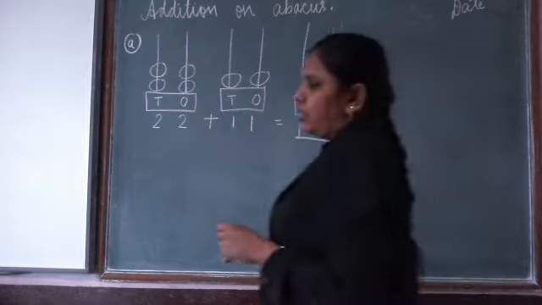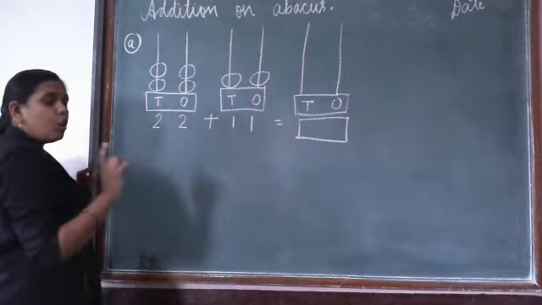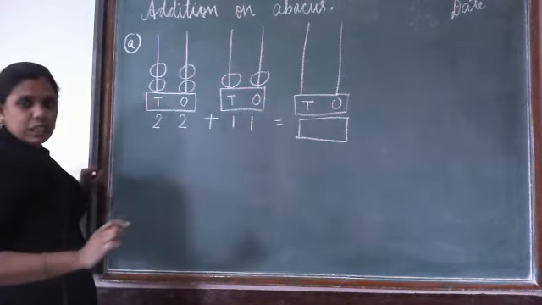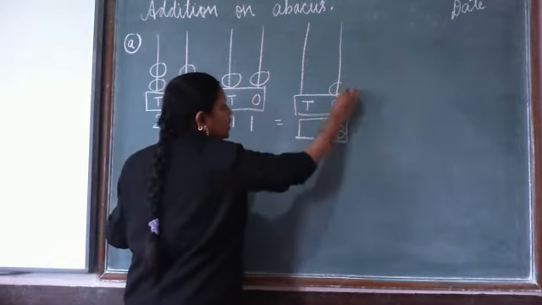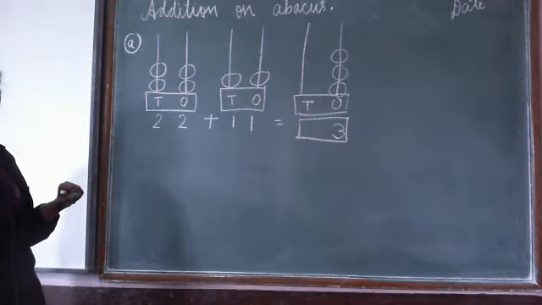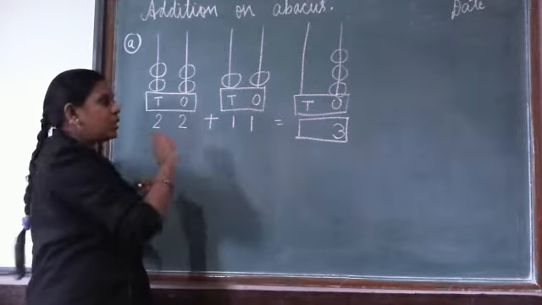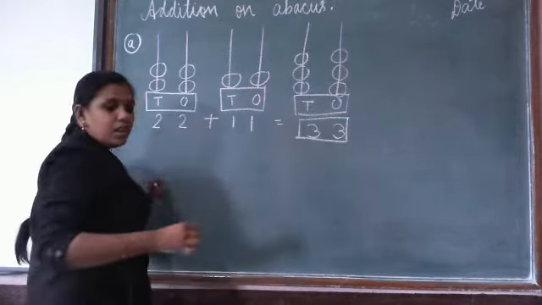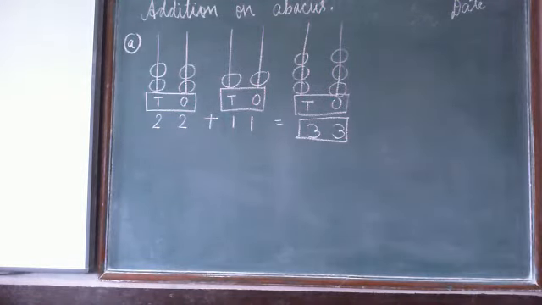Now first add the number of beads at the ones place. All the beads drawn on both the abacus at the ones place. So count 1, 2 and 3. So write 3 here and draw 3 beads, 1, 2 and 3. Now count the number of beads drawn at the tens place. So count 1, 2 and 3. Again 3. So write 3 here and make 3 beads here. In this way we get the answer 33. So write fast.